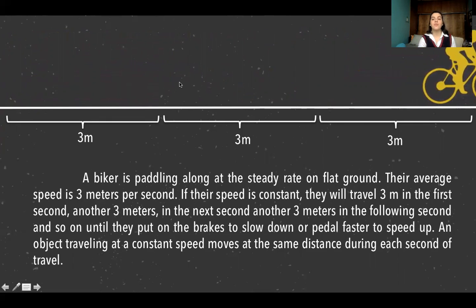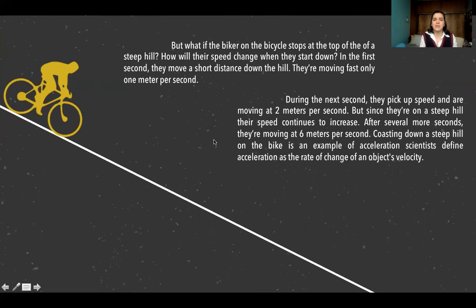But if we move that biker, instead of paddling along at a very steady rate on flat ground, and we move that flat ground into a hill, we're going to obtain different results. Okay, here is another example, another condition, but using the same biker. What if the biker on the bicycle stops at the top of a steep hill? How will their speed change when they start down?